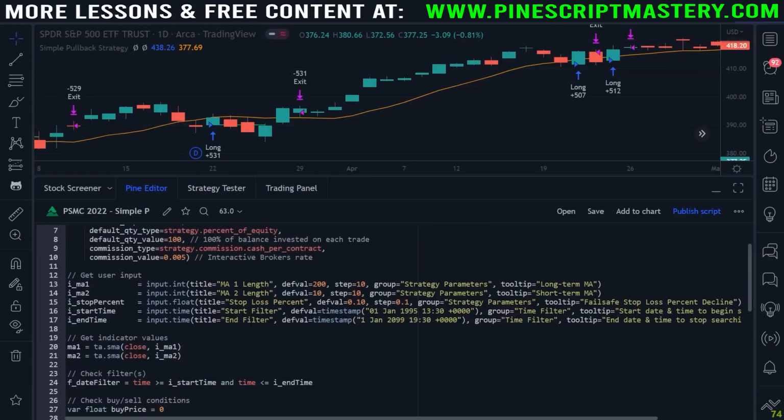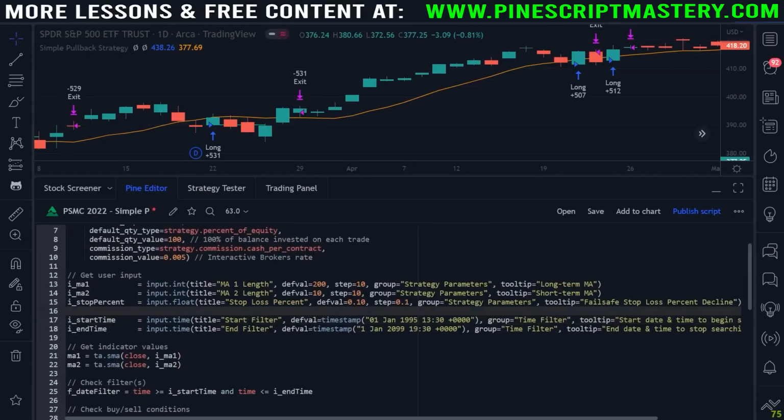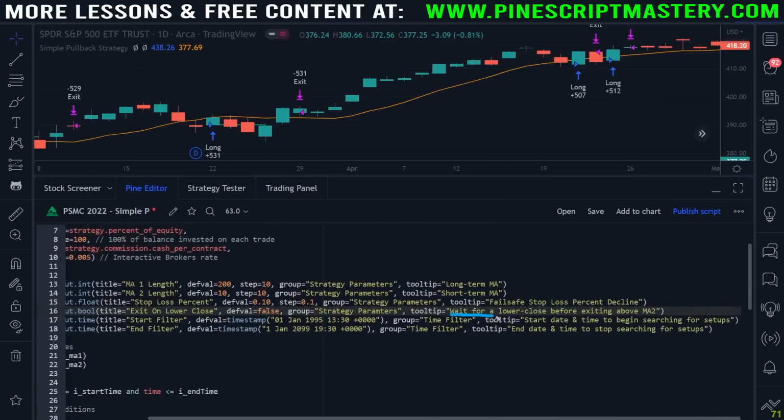So for this, I'm going to add it as a user input, and I'll just copy some code over to save time. So here we've added a new user input called i_lowerClose, a Boolean input. It's set to false by default, and this setting, exit on lower close, simply waits for a lower close before exiting above our short-term moving average.